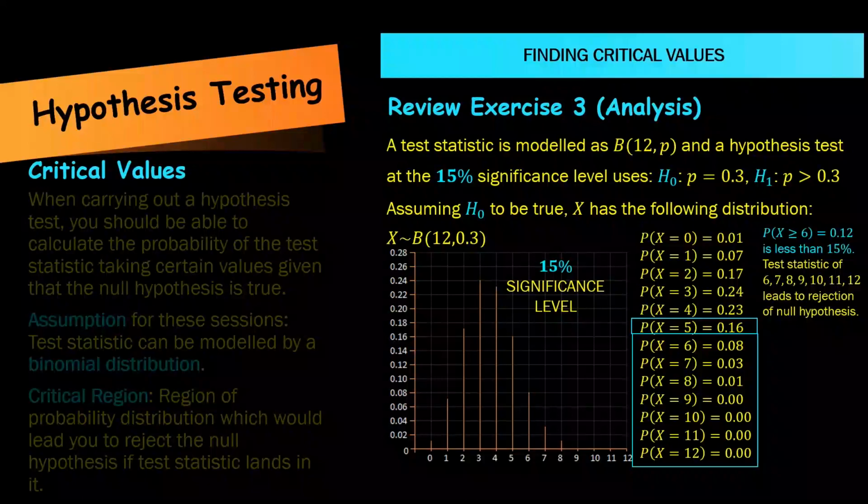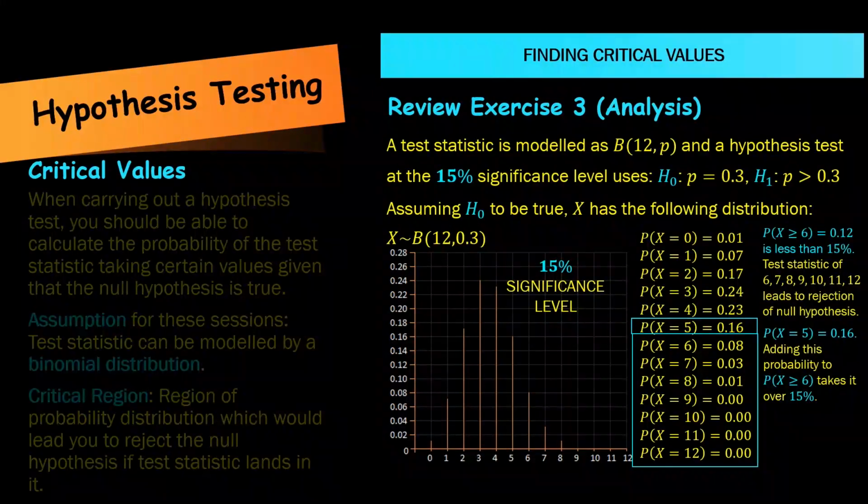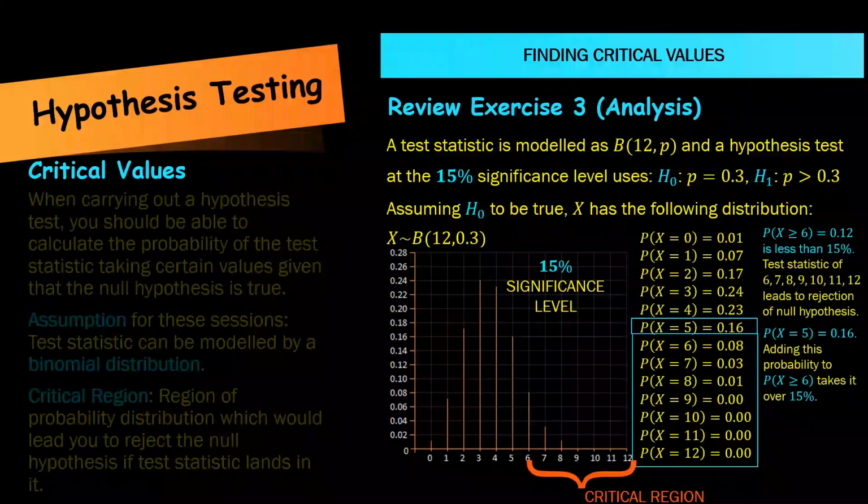However, if we add probability x equals 5 to this, of course probability x equals 5 equals 0.16, and adding this to the probability x greater than or equal to 6 will take it over that crucial 15%. Therefore, this time the critical region is as highlighted. It's all those values from 6 to 12 inclusive.